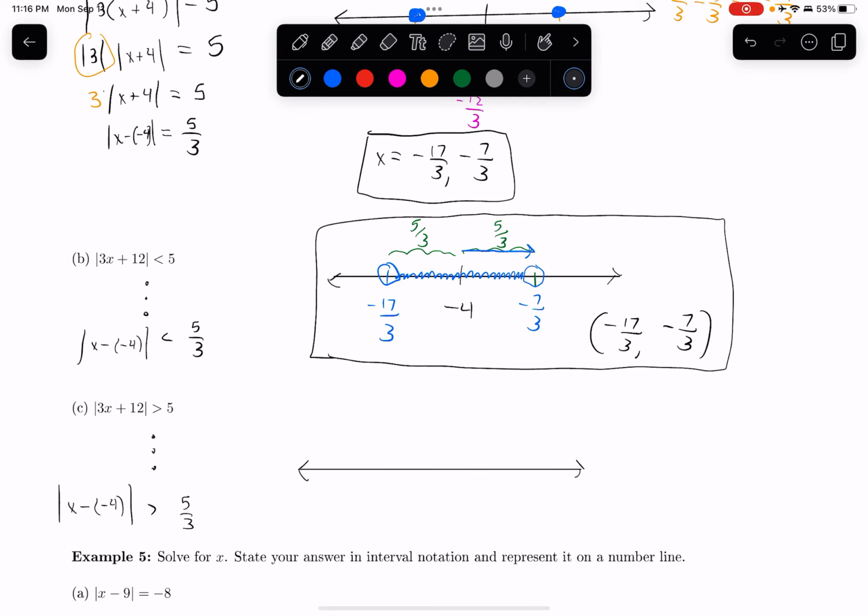It's going to be similar. The shading will be different. Still centering it at negative 4. If I go 5 over 3 in each direction, I know the endpoints. Negative 17 over 3 and negative 7 over 3.